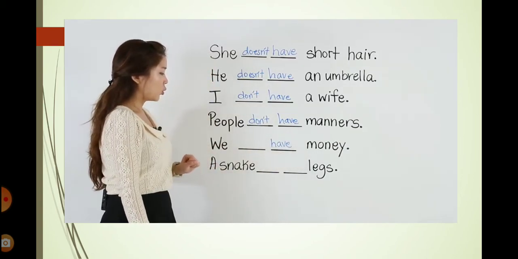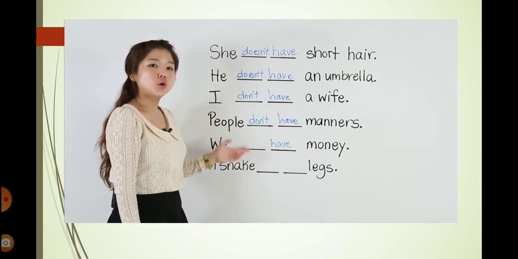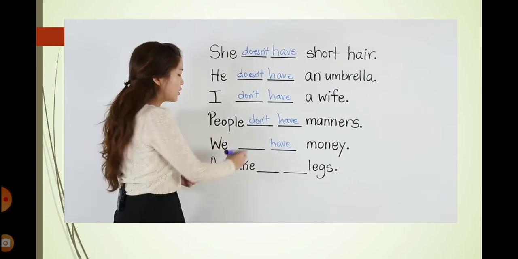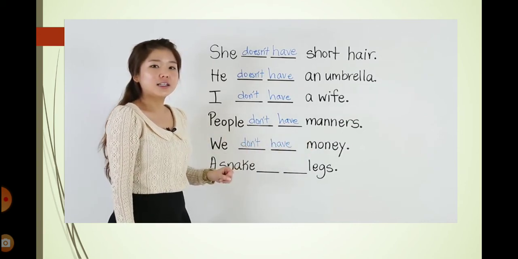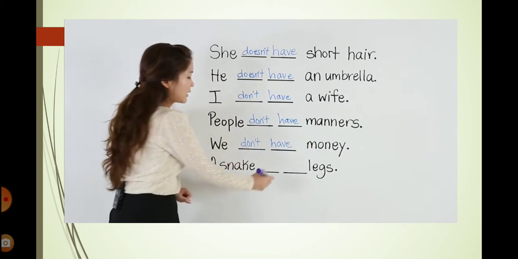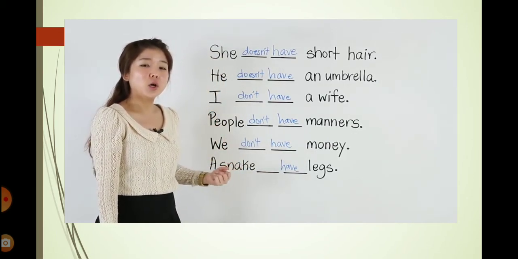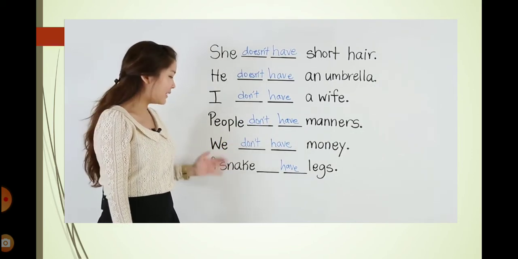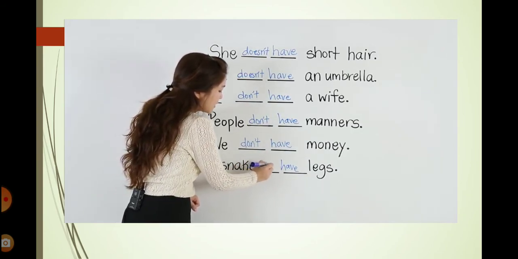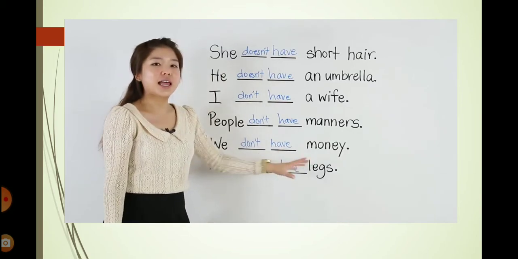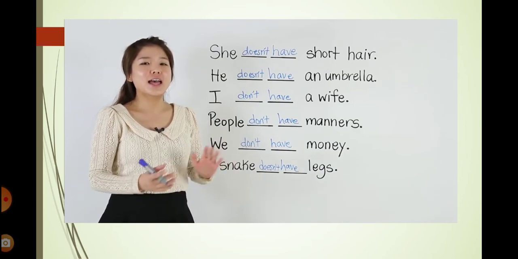Okay, next. We. We, blank, have money. Should we put doesn't or don't? The correct answer is don't. We don't have money. Okay, and the last one, a snake. A snake is an animal. What do we use for an animal? It. It. What should we put here? It doesn't have legs. Okay, so that was our practice for the negatives don't have and doesn't have.